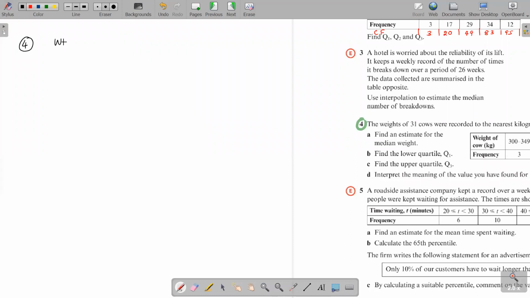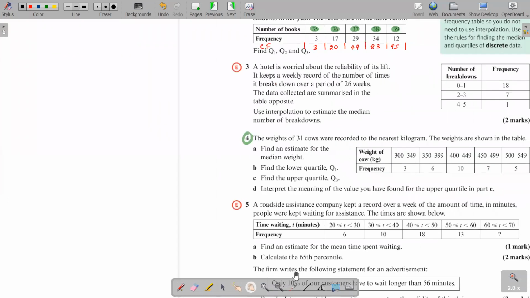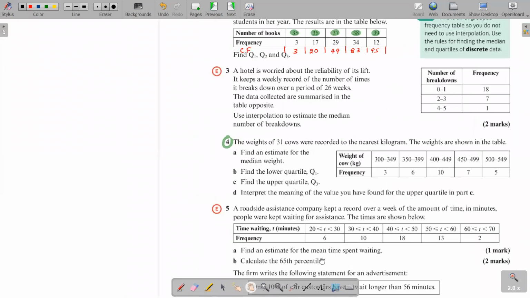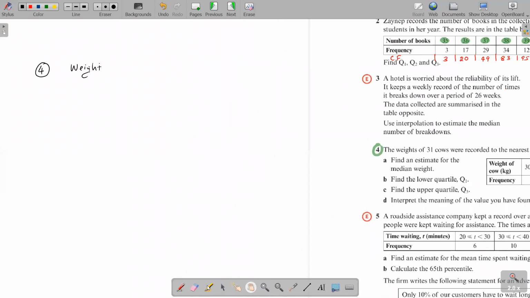So the weight of cows. They have said here the weights of 31 cows were recorded to the nearest kilogram. The weights are shown in the table. Find an estimate for the median weight.